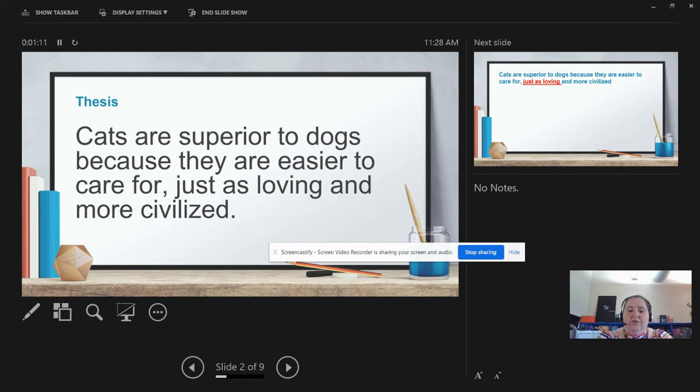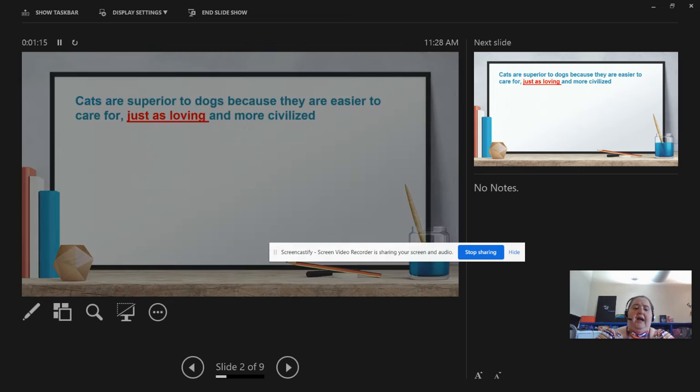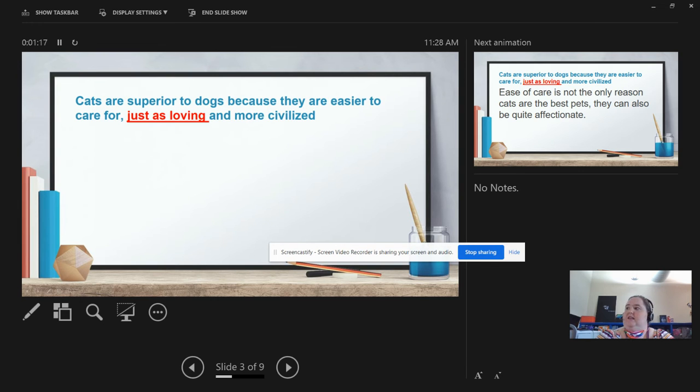Okay? So I have 3 paragraph ideas in this. I have the paragraph idea that they're easier to care for, just as loving, and more civilized. So I'm going to have a paragraph about each one of those 3 points. My first paragraph would be about how they're easier to care for. I didn't want to give you the example of the first paragraph because I wanted to show you how I transition from one paragraph to another.